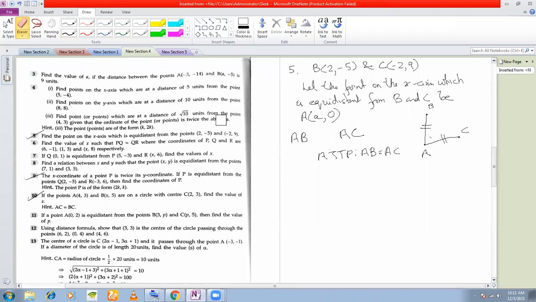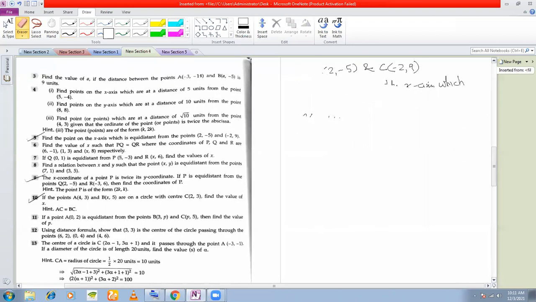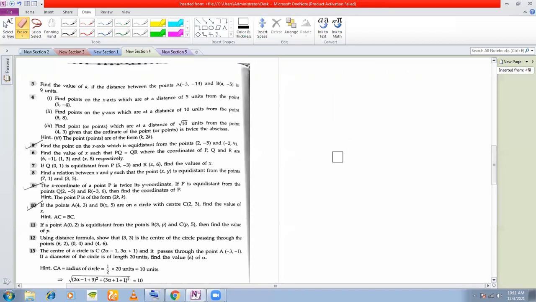Okay. Look at number 8. Number 8 is: find a relation between X and Y such that the point (x, y) is equidistant from the points (7, 1) and (3, 5). So the given points are, let's say this time let's call this Y, (7, 1). And let's call this point Z, (3, 5).